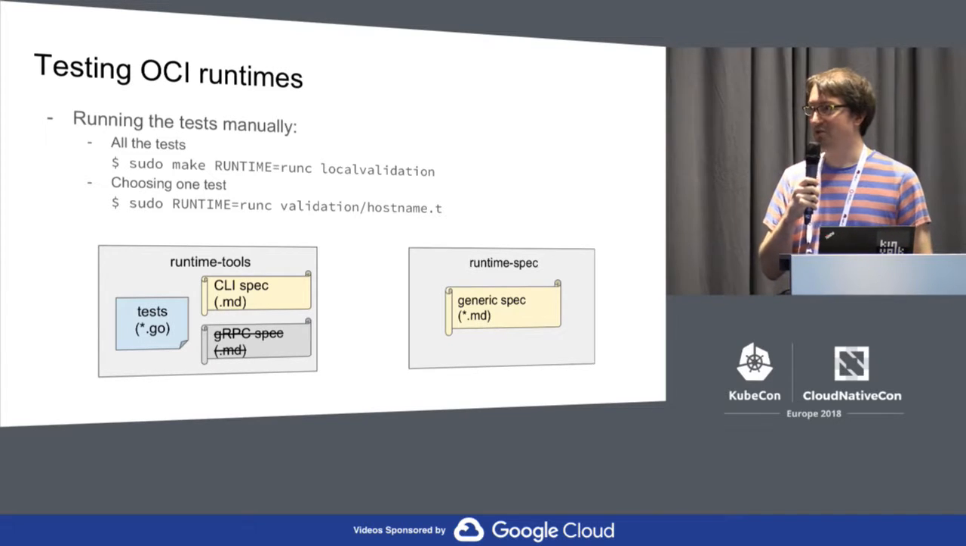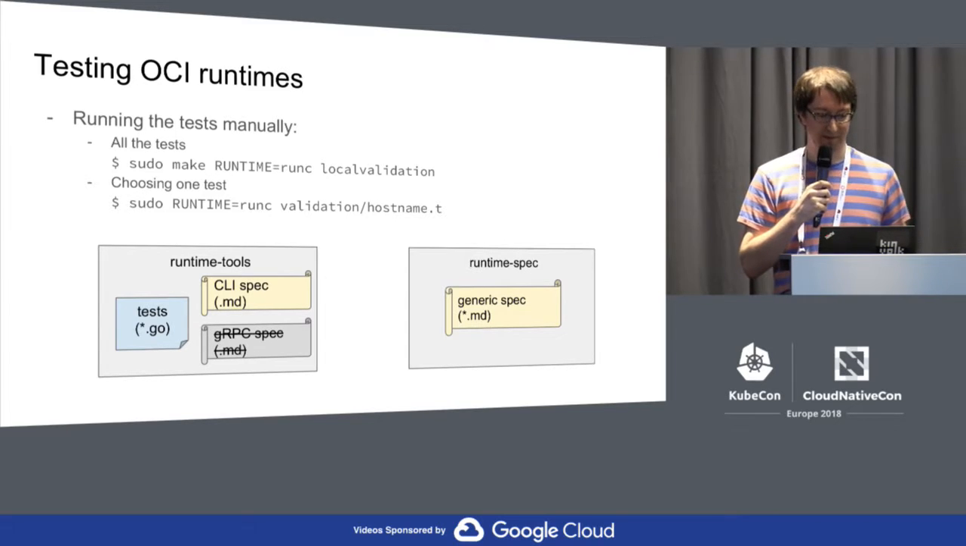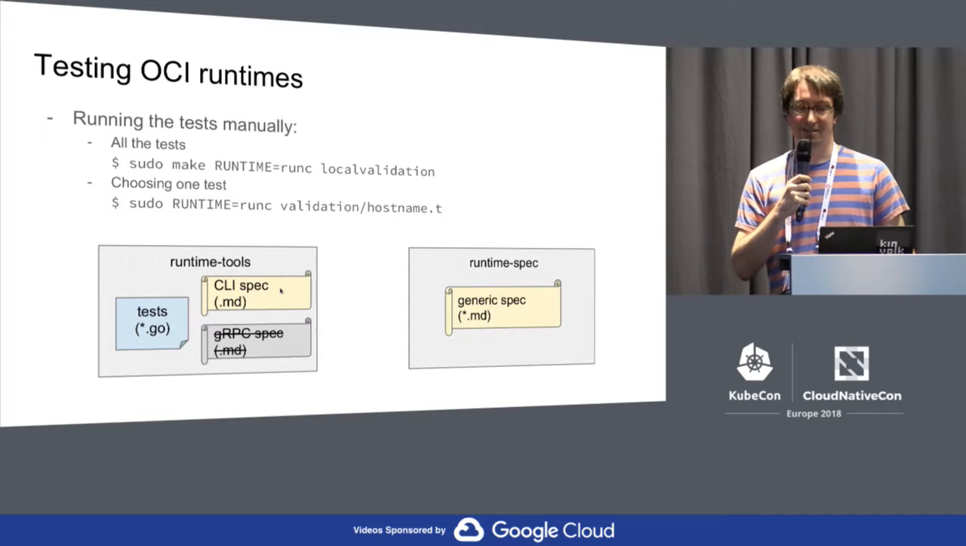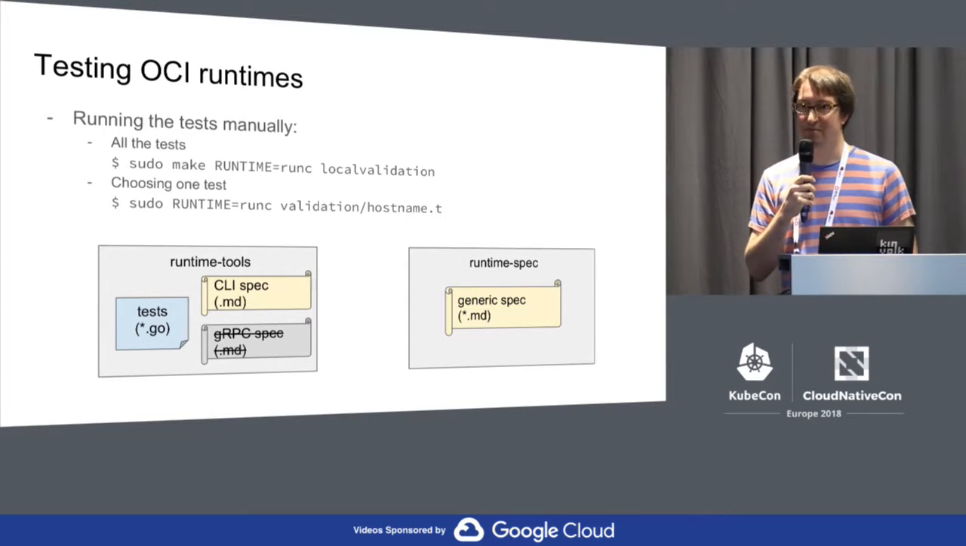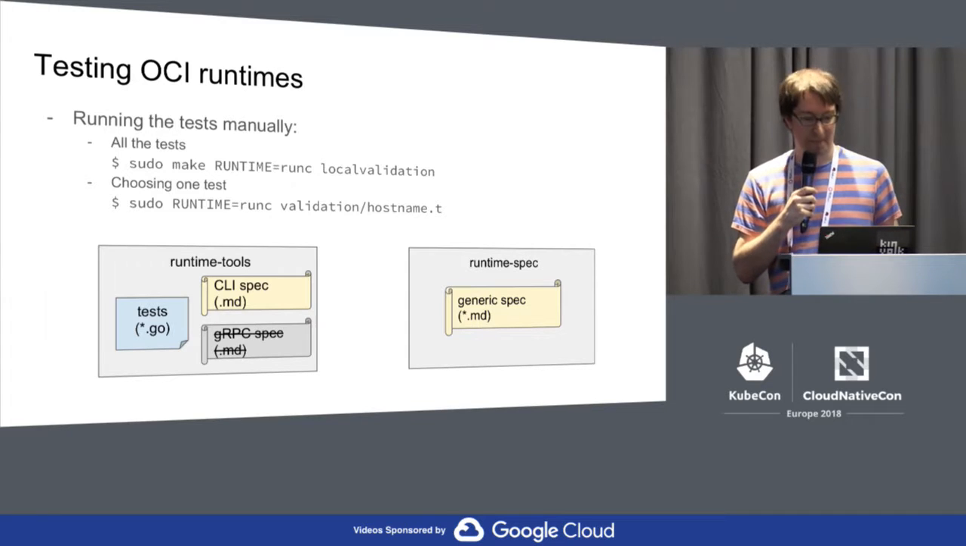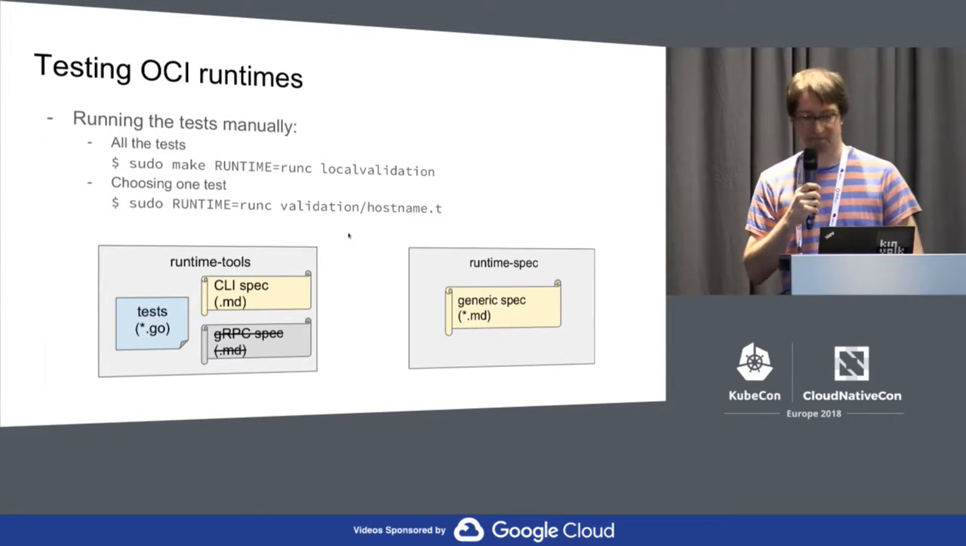So in order to be able to run tests, the tests need to have a way to execute the runtime. So in the repository of the test, there is an additional CLI spec that explains how it will execute the test. This CLI spec in the test repository is actually how runc does it. So when we run the test, we can specify which runtime we want to test. In this case, we want to test runc, and we can either run all the tests or execute one specific test that we want to try.